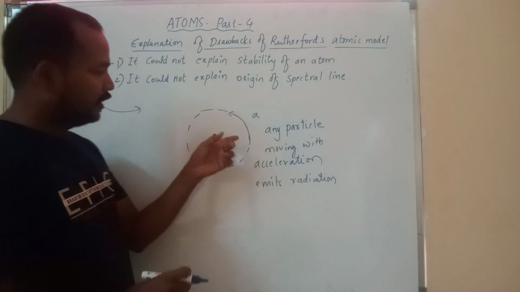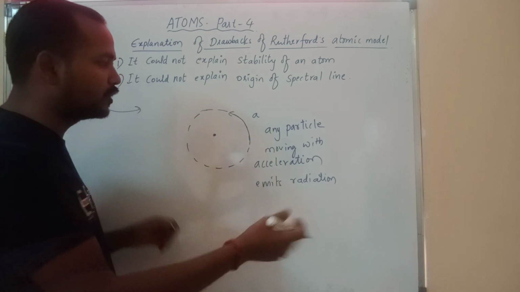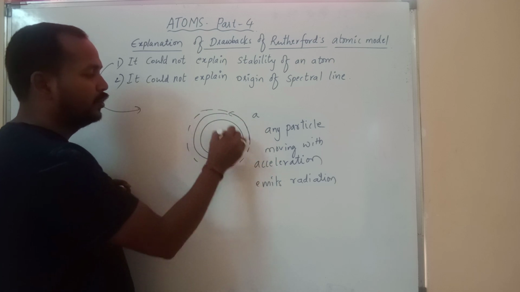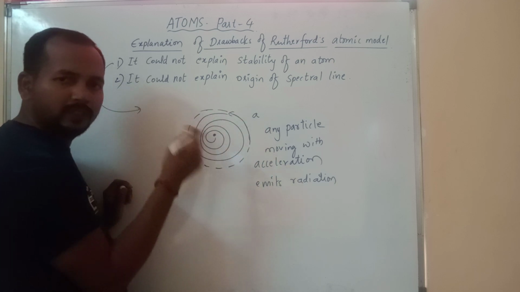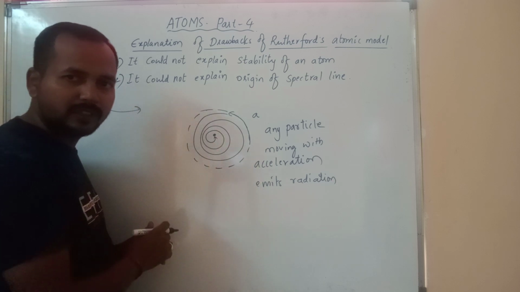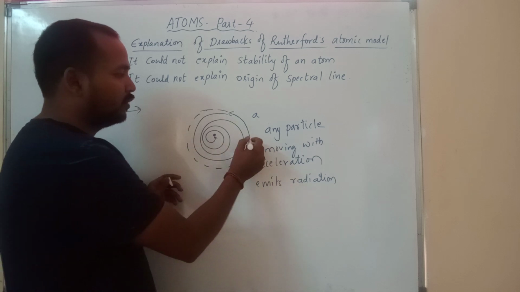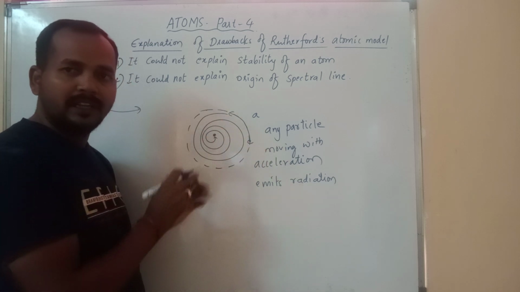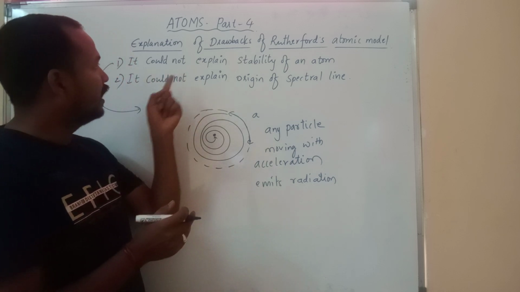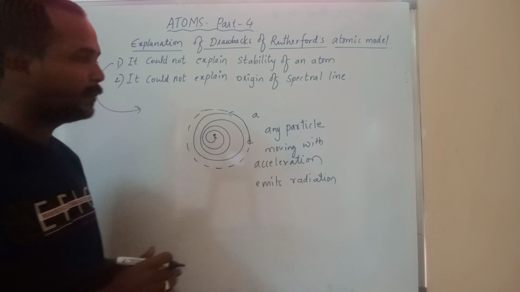Then, if it is emitting the radiations, it loses its energy. When it loses its energy, it starts coming towards the nucleus in a spiral path, and finally it will collapse with the nucleus. If the electron collapses into the nucleus, then there is no stability of an atom. Hence, the Rutherford atomic model could not explain the stability of an atom.